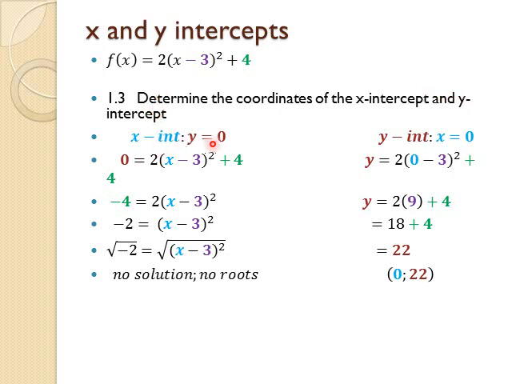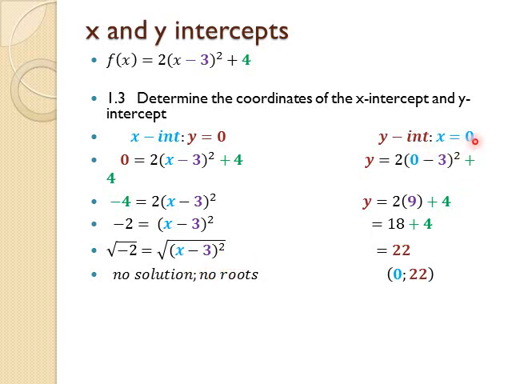Now, to plot the function, we need the coordinates of the x and y-intercepts. For the x-intercept, y is 0; for the y-intercept, x equals 0. So y is 0, therefore I have 0 equals 2(x minus 3) squared plus 4. If I take 4 over, it becomes negative 4, and that gives me 2(x minus 3) all squared equals negative 4. Negative 4 divided by 2 becomes negative 2, so I have (x minus 3) squared equals negative 2. To get rid of the square, I take the square root on both sides. But I can't find the square root of a negative value, so therefore no solution, no roots. Meaning, it's not going to touch the x-axis.